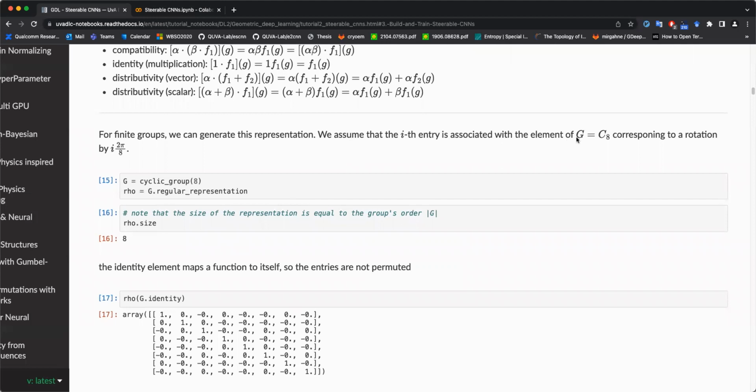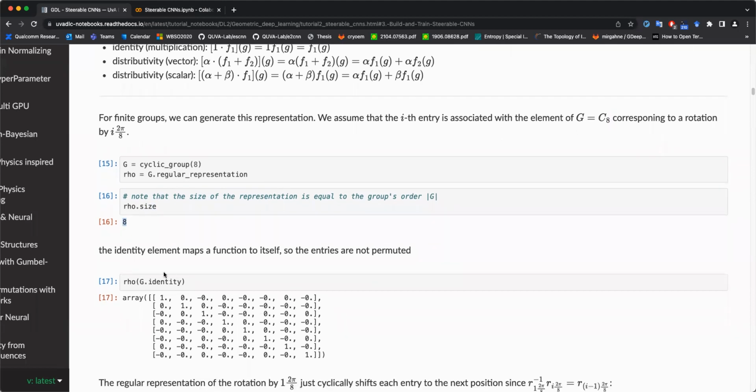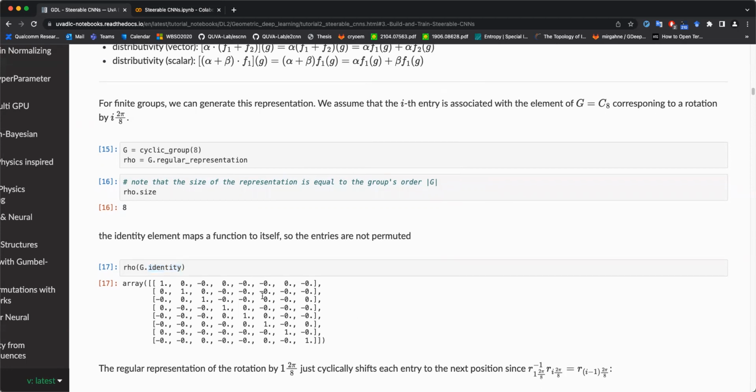So let's go back to the example with the group of 8 rotations. This, again, was the cyclic group of order 8, which essentially contains rotations by 2 pi over 8 and its multiples. And the regular representation, we can verify immediately, is of size 8 because it acts on a vector space which has, again, one entry for each group element. We can see that, of course, the representation of the identity is the identity matrix. Intuitively, if you shift your function by the identity, it means you're not shifting your function, so your 8-dimensional vector is mapped into itself. You just multiply it by the identity matrix.